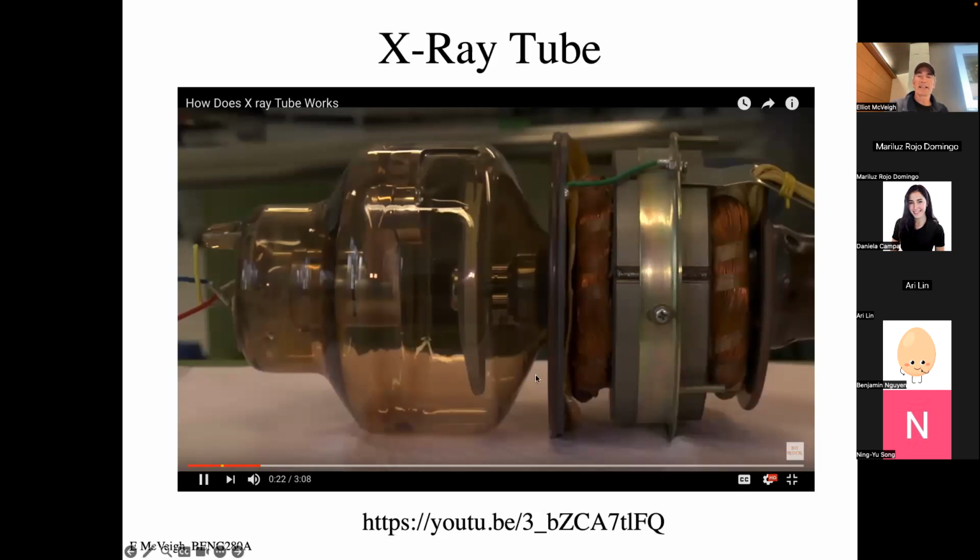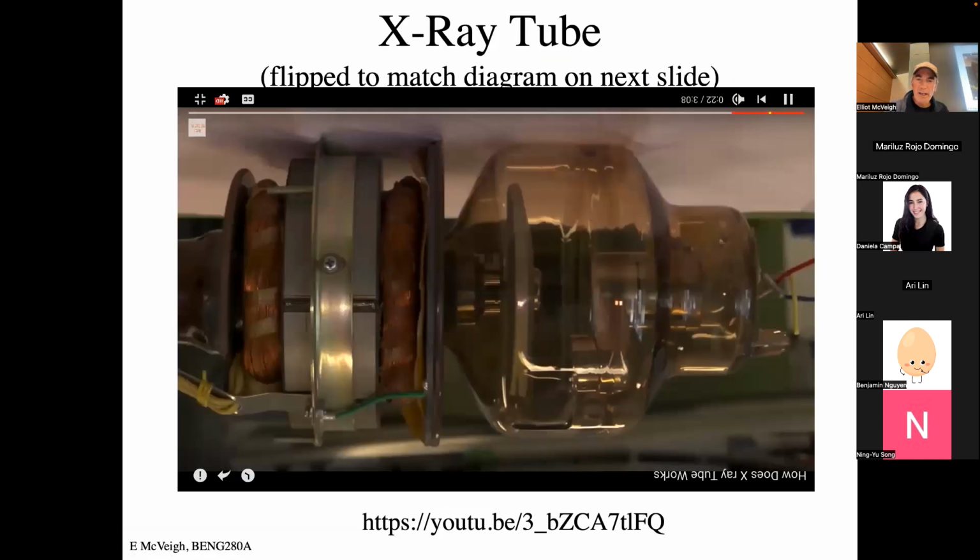So this is an X-ray tube. These devices are the heart and soul of every X-ray imaging device. You have one of these X-ray tubes. It's like an X-ray light bulb. And it has a motor side and a cathode and an anode. I'm going to flip it upside down because our diagram is in this orientation.